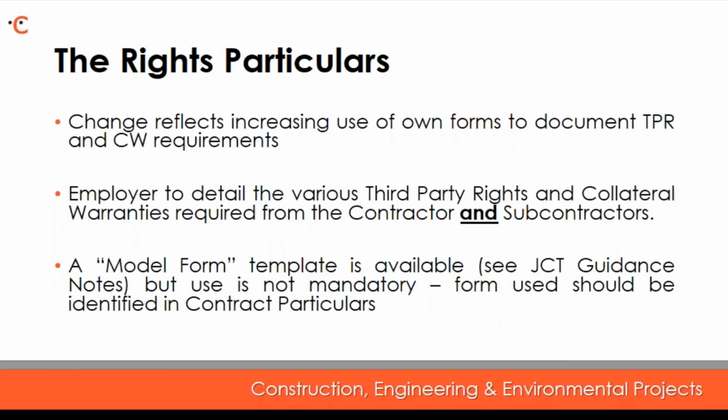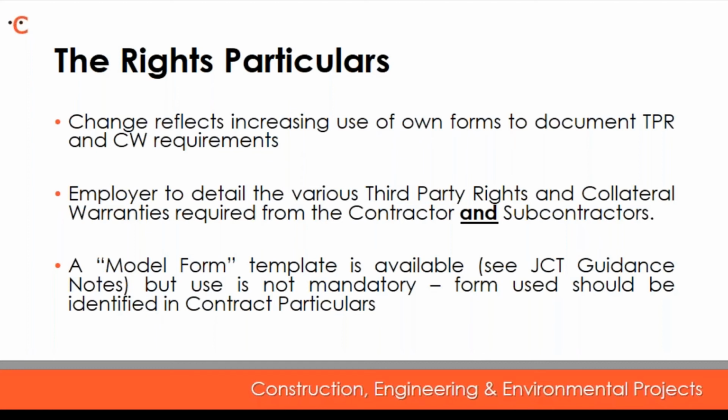The document itself, the rights particulars, this change reflects an increasing use of own forms to document third-party rights and collateral warranty requirements. So as is a theme throughout the changes in 2016, the JCT have tried to follow current industry practice. Within the document itself, the employer should detail the various rights and warranties required from the contractor, but also from subcontractors as well.